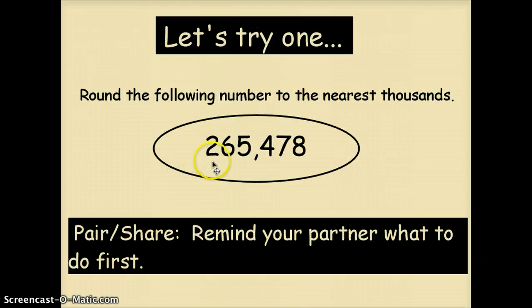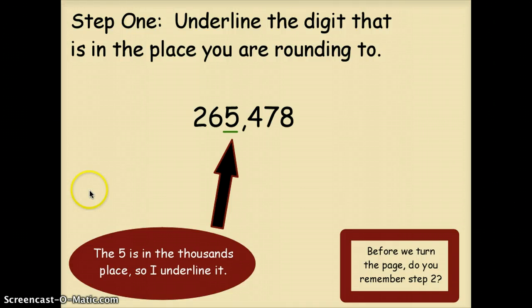We're going to start with the number 265,478, and we're going to be rounding it to the nearest thousands place. It's really important to know your place values. If you don't know your place values, it's going to be very difficult to round to the correct place. So step 1. Looking back, that step was said to underline the digit that is in the place you are rounding to. 5 is in the thousands place, so that gets underlined.